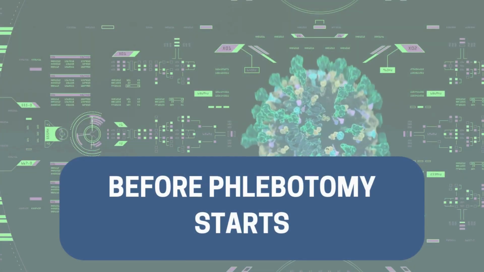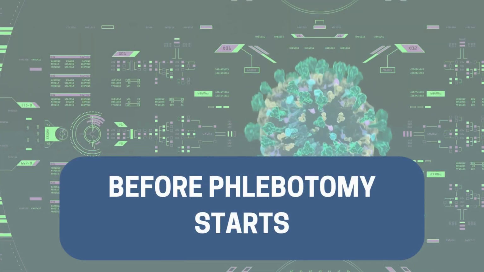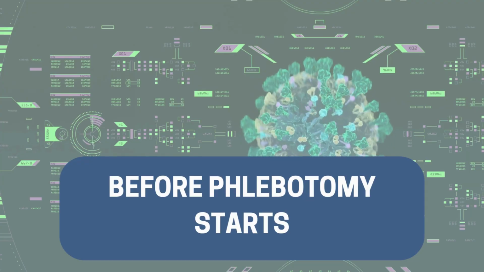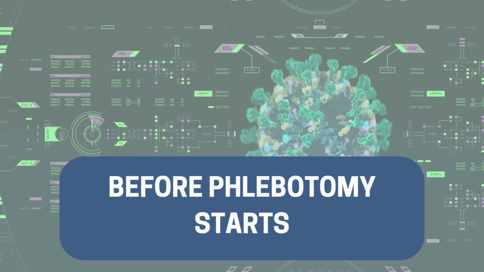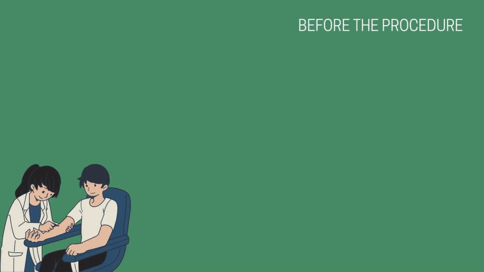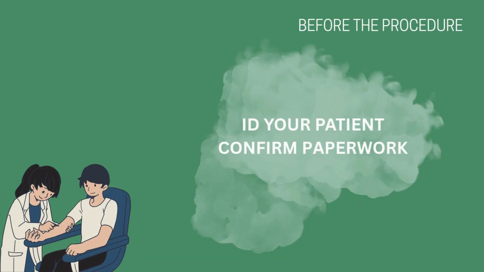Let's look at all of the steps we do before we start our phlebotomy procedure. It starts with confirming the patient, checking our requisition form, and organizing the proper supplies. Before starting a phlebotomy procedure, it is important to identify your patient and perform a patient intake and interview. We also need to make sure the requisition form is in order before taking any blood from the patient.